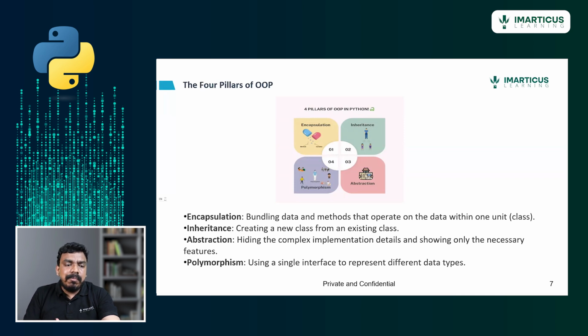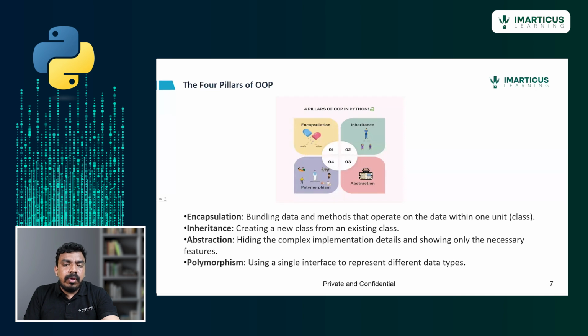Next, we talk about abstraction. What is abstraction? Abstraction is nothing but hiding the complex implementation details and showing only the necessary features to the end users. We are not displaying all the information, we are hiding the complex implementations, and we are just showing the necessary features.